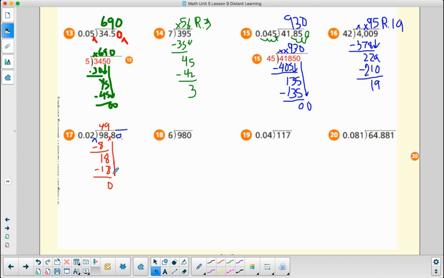Bring down my 8. How many 2s in 8? There's 4. 4 2s would have used all 8 of them. Nothing left over. But I need something in my 1s. Even though I have 0 1s, I can't make any groups. I need to write that. 0, 2 groups of 2 would be 0. Now I have nothing left. And I'm done.